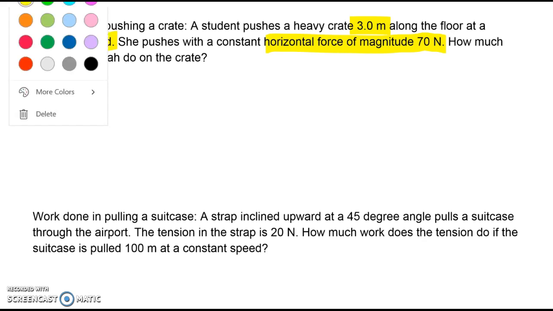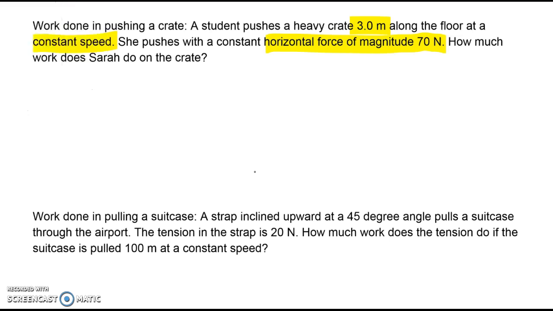And we want to calculate, why is that not changing colors? Did it change colors? How much work does Sarah do on the crate? So we want to calculate the work that Sarah does on the crate.